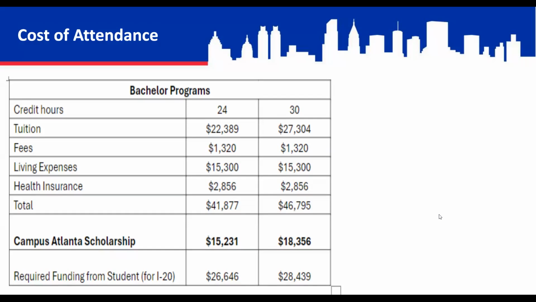So number one is your housing. Number two is your meal. Those are standard based on the federal regulations.